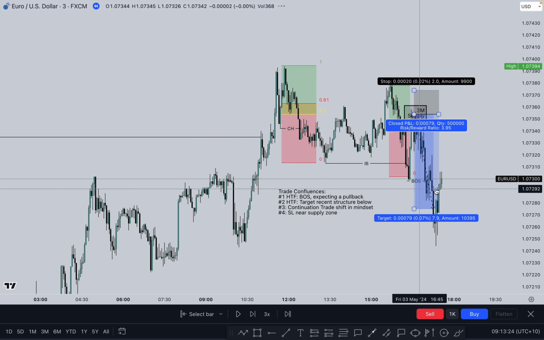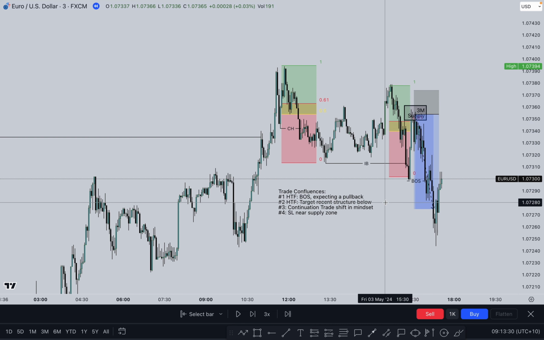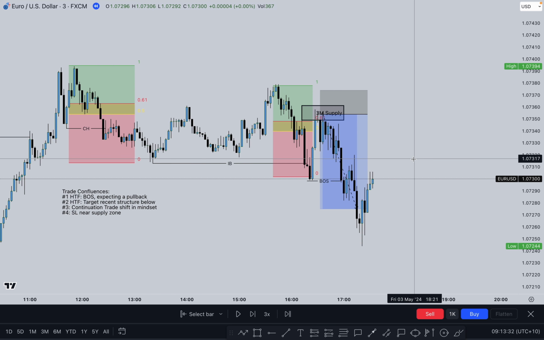Then next, so again, targeting the recent structure. So this would have been ideal, right? Even just down here, nice 5R. But I think this trade was a good reminder to stick to your rules, right?